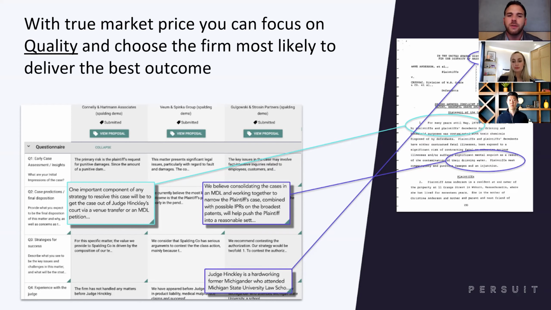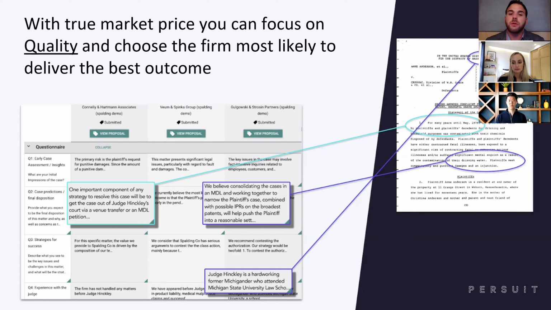We have a question in the Q&A asking, what is the success criteria for a successful e-auction? So one thing just as a caveat is there's no obligation to select the lowest bidder. In fact, the lowest bidder is not even selected most of the time. Lowest bidder is only selected 18% of the time. So clients that use PERSUIT know you're not under any obligation to select the lowest bidder.